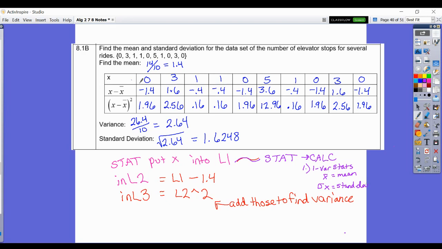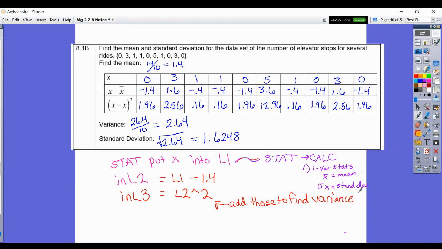Okay, so we basically got the mean and the standard deviation from that data. Now you'll notice that 2.64 is not in that list, so the variance is not one of the items listed. How could you find variance if you knew this number, standard deviation? You could just square it to find the variance.